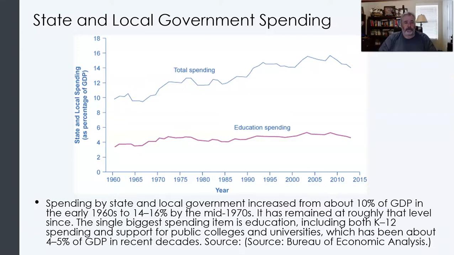So anyway, spending by state and local increased to about 10% of GDP in the early 60s. It's now 14 to 16%. Then it went up, and it's been about 45% of GDP in recent years. Education spending is the biggest part of any state and local government spending, and that's where most of our property taxes are at least supposed to go. I think, generally speaking, they do.